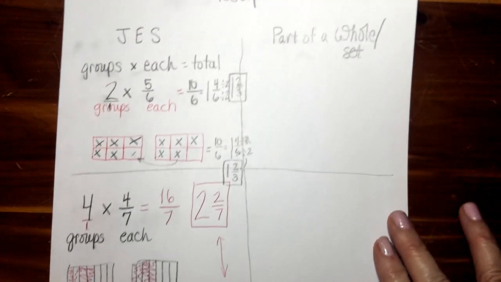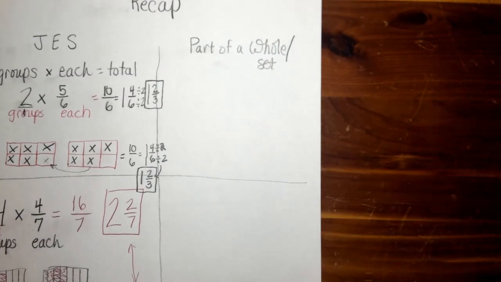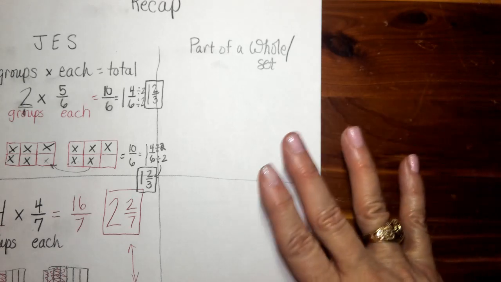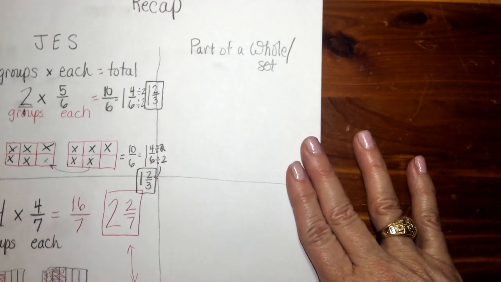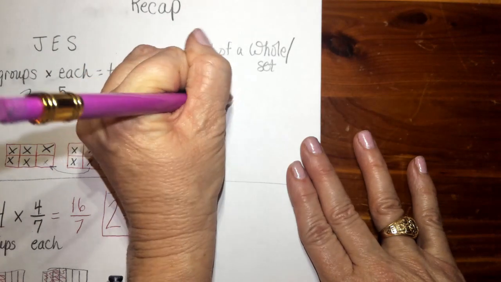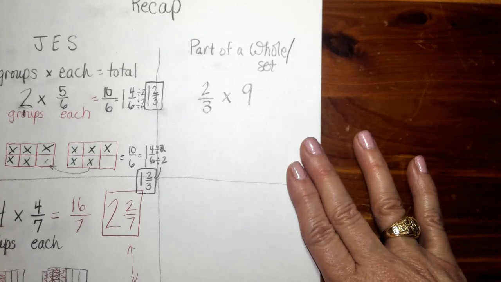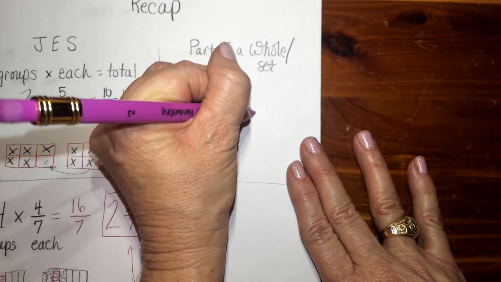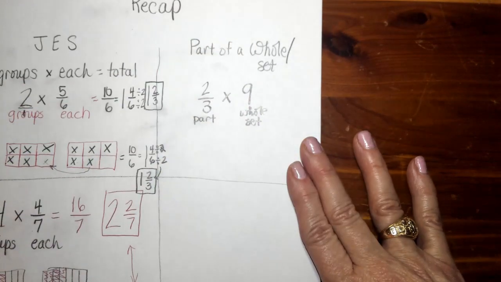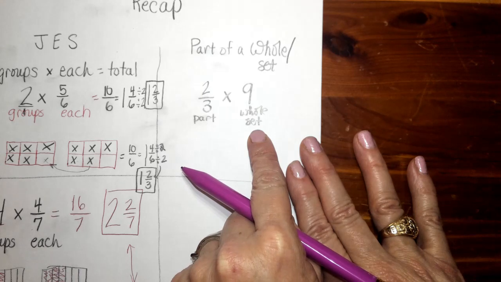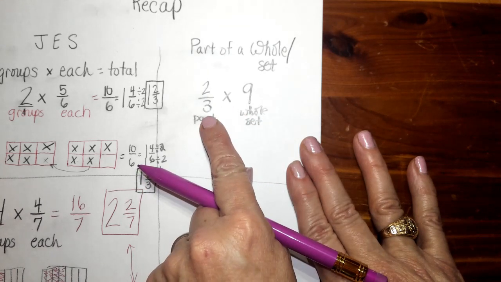All right, so that was a recap of joining equal sets. The next thing that we're going to put in our notes would be the information about part of a whole set. So we're going to practice that too. The first equation that we want to put in our notes is 2/3 times 9. So remember, when we see 2/3, that's the part of the whole set of 9. So the first thing that I want to do is draw 9, but I want to put them in 3 equal groups.